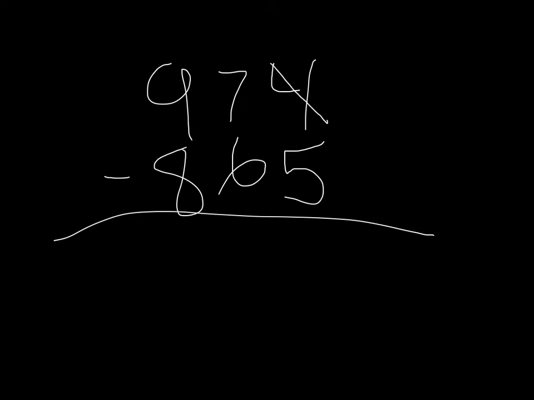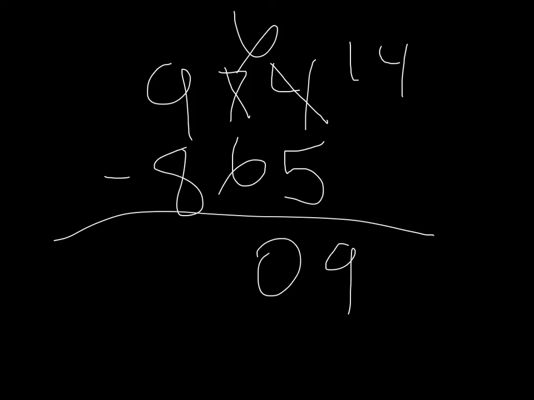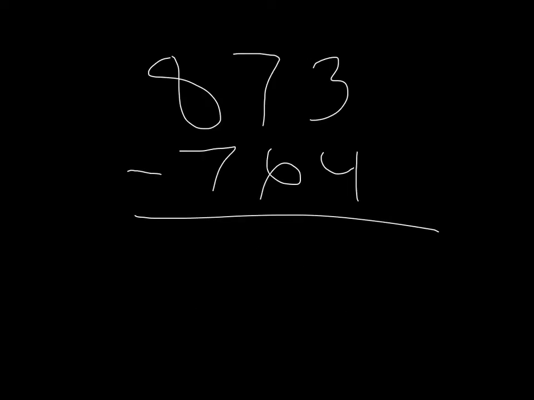4 can take away 5, so it becomes a 14. And 7 becomes a 6. So it becomes a 9. And 6 minus 6 equals 0. And 9 minus 8 equals 1. 109. That's the answer.